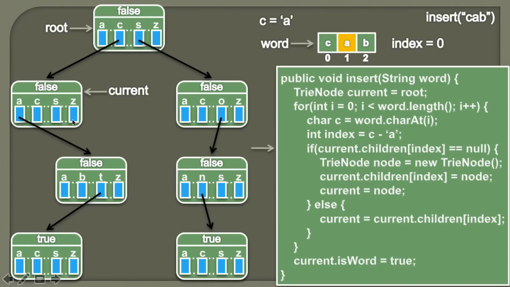Then in the if block we will check what the value of the children array at index 0 is. So here you can see that it is not equal to null and it is pointing to a trie node. Therefore the condition in the if block comes out to be false and the else block will be executed. And in the else block, whatever trie node the array at index 0 is referring to, we will simply traverse current to that trie node. So it would look something like this, that current will now point to this trie node.